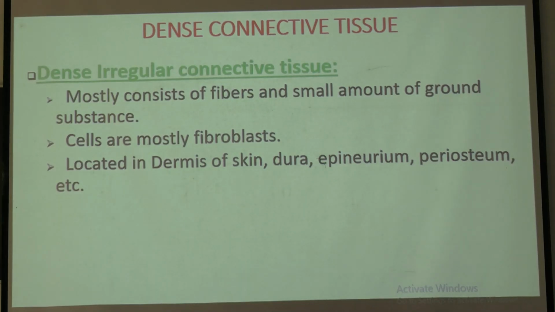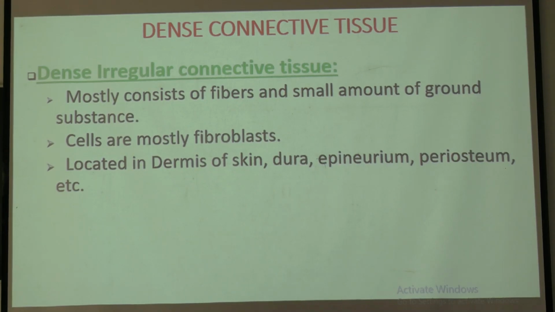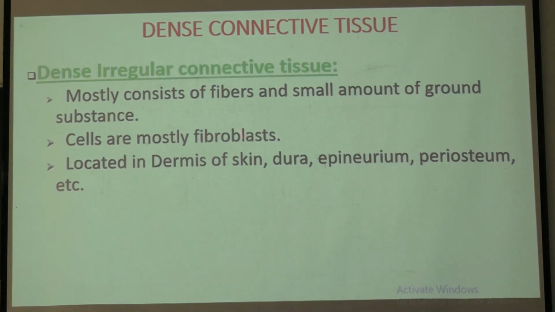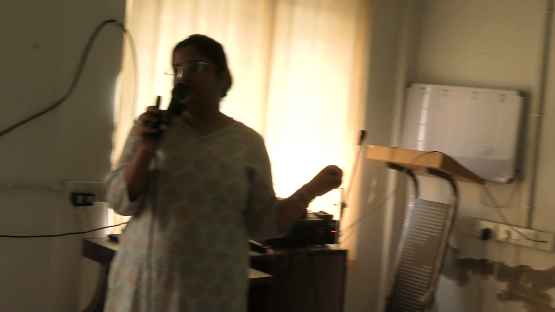Next, we are going to dense irregular connective tissue. It mostly consists of fibers and a small amount of ground substance, and cells are mostly fibroblasts. Locations are important for everything: loose areolar connective tissue, dense regular connective tissue, dense irregular connective tissue. For all these, locations are important.